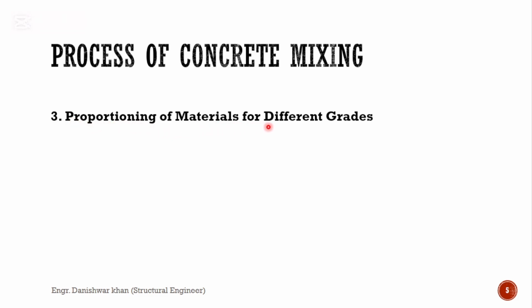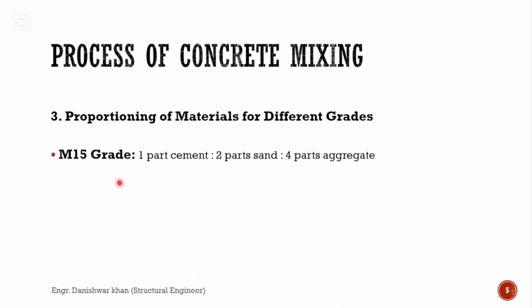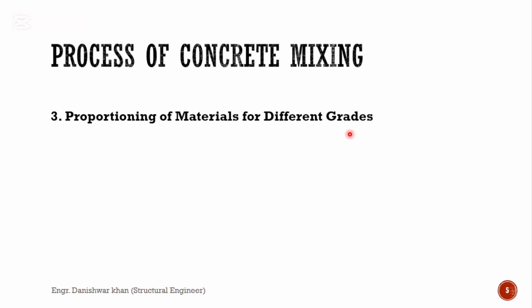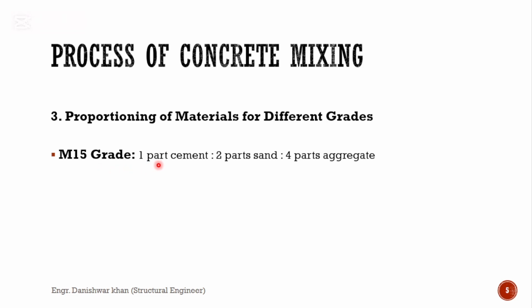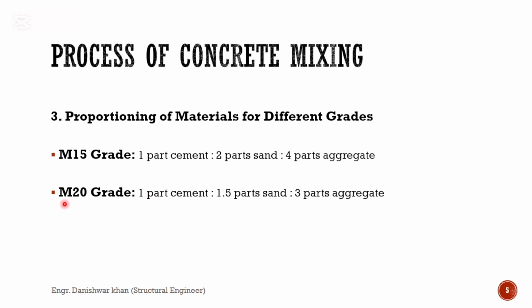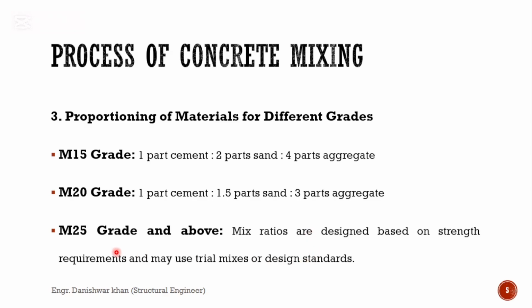Now, proportioning of material for different grades. Concrete grades vary based on the mix ratio of cement, sand, and aggregate. For example, in M15 grade, 1 part of cement, 2 parts of sand, and 4 parts of aggregate. For M20 grade, 1 part of cement, 1.5 parts of sand, and 3 parts of aggregate.